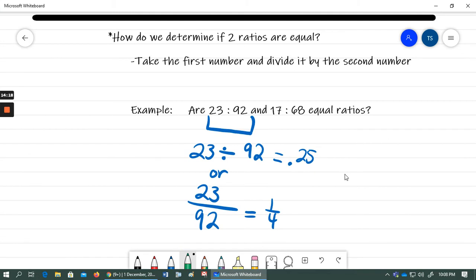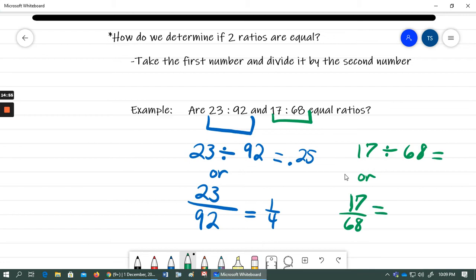And then, again, if you take the second one, the 17 to 68, and you do the same thing with that, 17 divided by 68, however you write it, whether you write it with the little division sign or whether you write it as a fraction, it doesn't matter. If you write it as a fraction, it's still dividing 17 by 68, okay? Take the first number, 17, divided by the second number, 68. Okay, we get that, right?